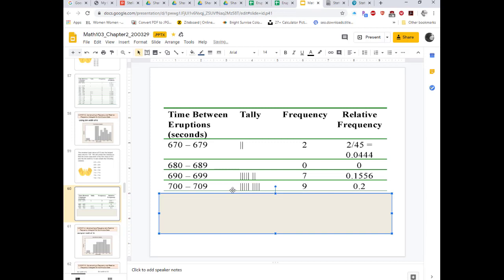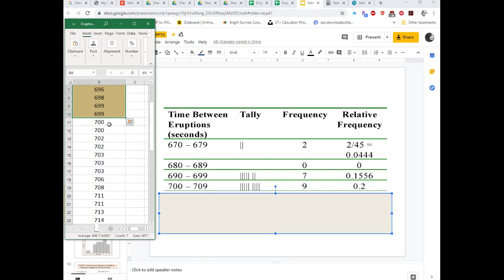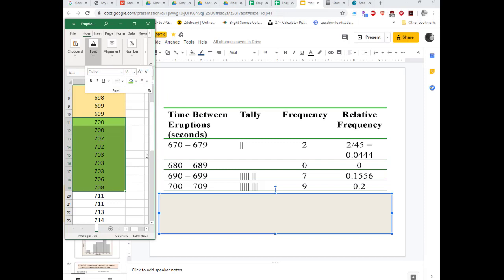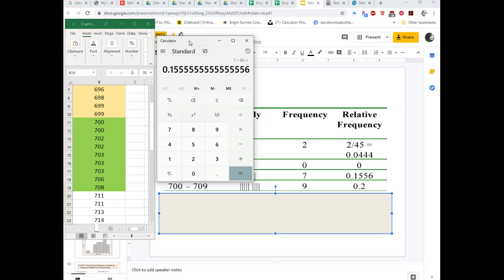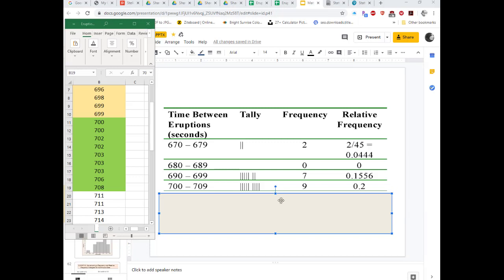The next bin that I have is 700 to 709. So let me go ahead and pop this up. 700 to 709, I've got these: 700, 702, 703, 706, 707. Okay, I've got these. All right, so now let's make this one bright green. Bright green, awesome. Okay, this time there's 9. 1, 2, 3, 4, 5, 6, 7, 8, 9 numbers. Okay, I'm going to go ahead and bring my calculator over. Make sure you always clear it. 9 divided by 45 is going to be 0.2. Okay. Keeping it moving.